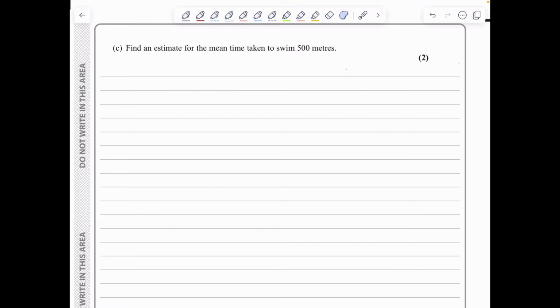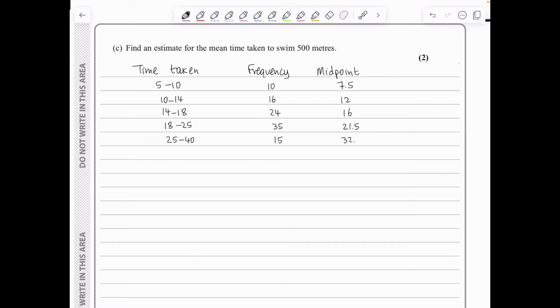In part C, we are asked to find an estimate for the mean time taken to swim the 500 meters. So we've got the time taken and the corresponding frequencies. I'm going to use the midpoint to estimate each of the class because we're looking at the grouped frequency table. So the midpoint of 5 and 10 is 7.5. The midpoint of 10 to 14 is 12, then it's 16, then it's 21.5, and then 32.5.